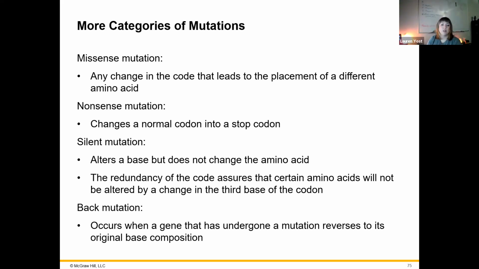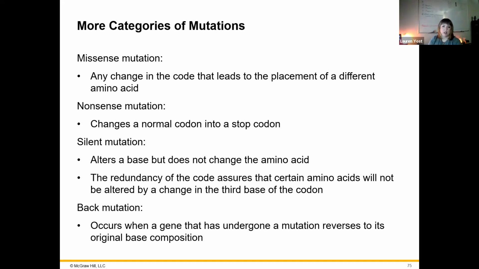A missense mutation is anytime that you have a change in that codon, like the AAA, anytime that's going to be changed to cause a different amino acid. So instead of alanine, now we have phenylalanine. So if that change were to happen, that would be a missense mutation.